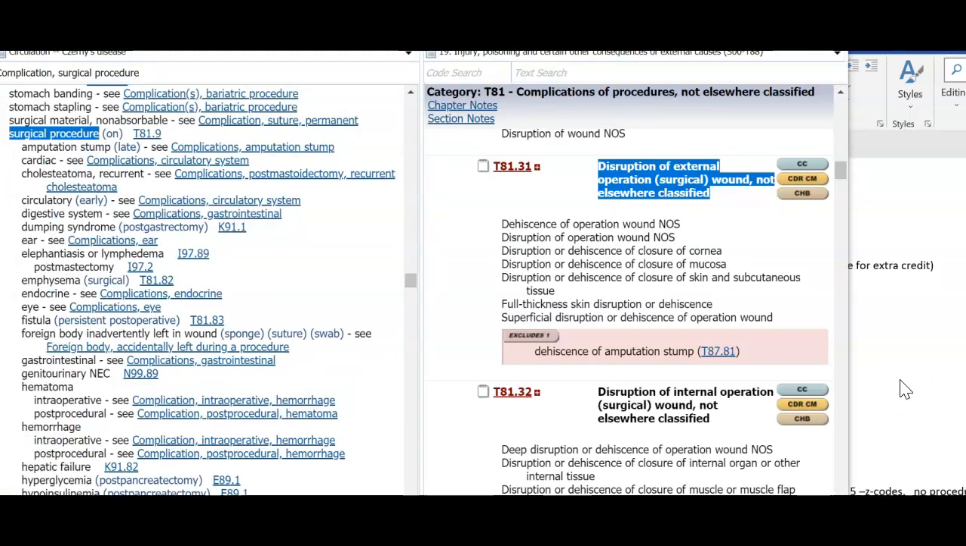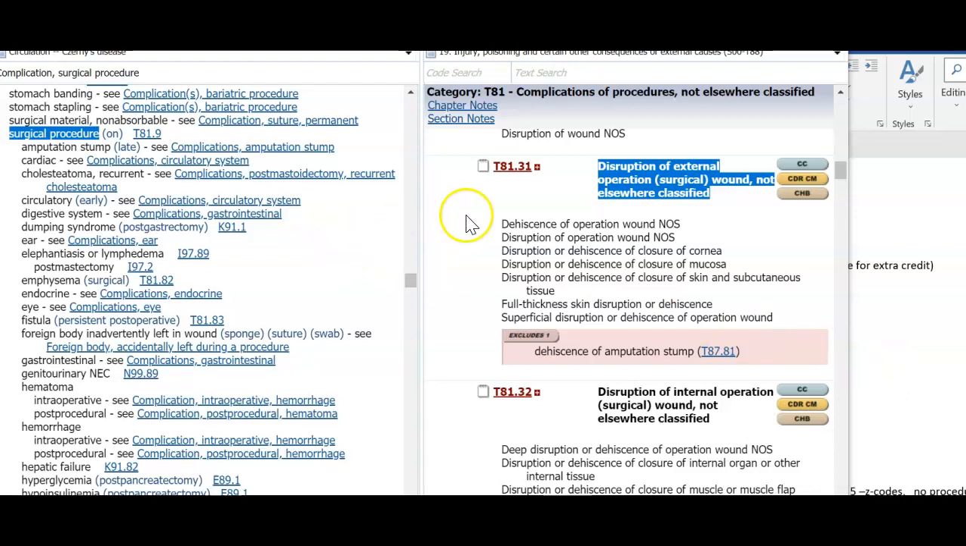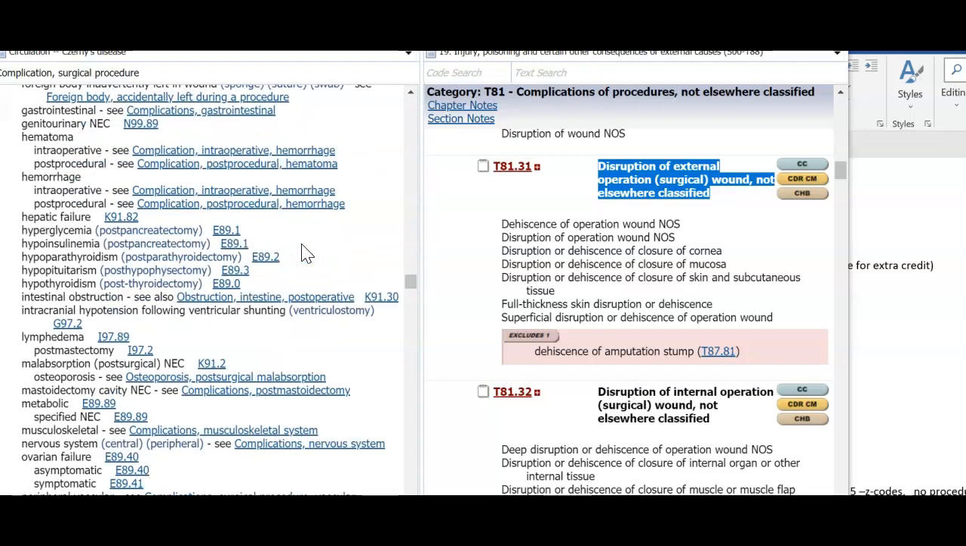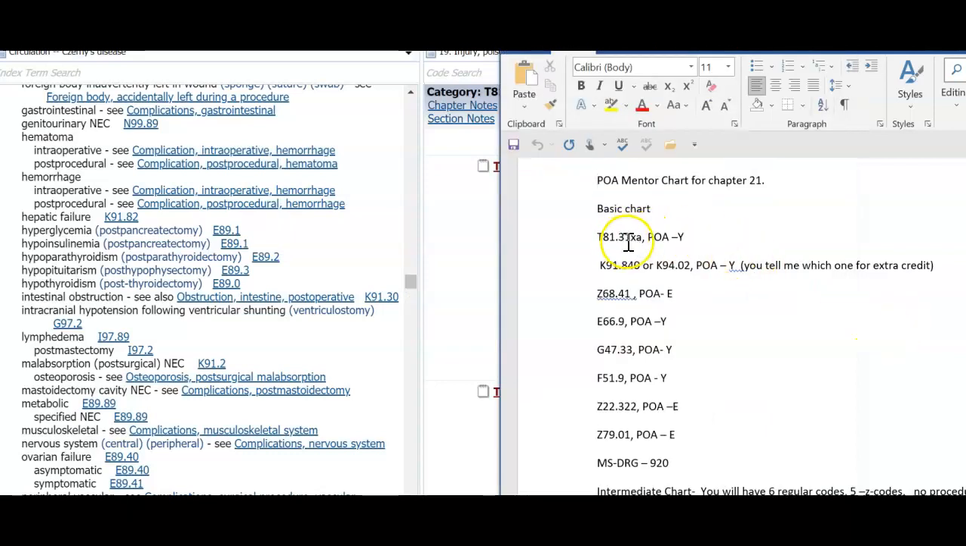Okay, I'm back. I had to go out and clear everything out again because I got timed out of 3M. So, excuse me, for the first code, you want T81.31. Okay, so keep in mind I went to complication surgical procedure, and it's going to be the fistula, the persistent post-operative is one way to find it. You can find it other different ways too. So with that, I'm going to click on XA, initial encounter. So that is going to be my first code.